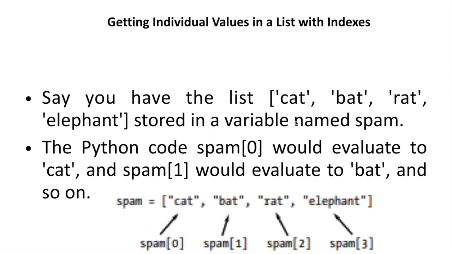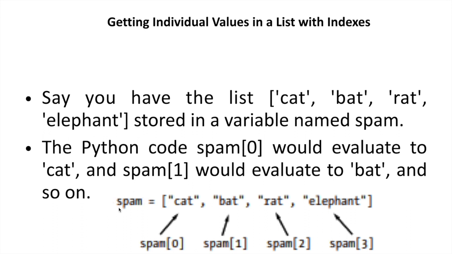For example, see this example list. It contains animals like cat, bat, rat, elephant. So index always starts from 0. You can see here the first element in the list has index 0, the second element has index 1, the third element has index 2, the fourth element has index 3. It goes on like this.